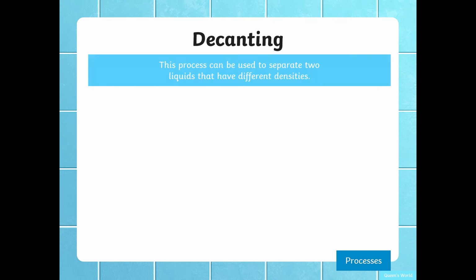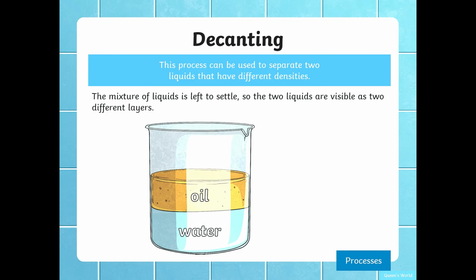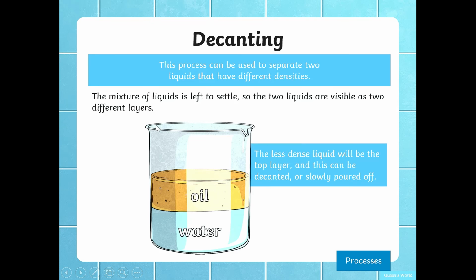Decanting. This process can be used to separate two liquids that have different densities. The mixture of liquids is left to settle, so the two liquids are visible as two different layers, as we can see here in this picture. The less dense liquid will be the top layer. In this case, it will be the oil.